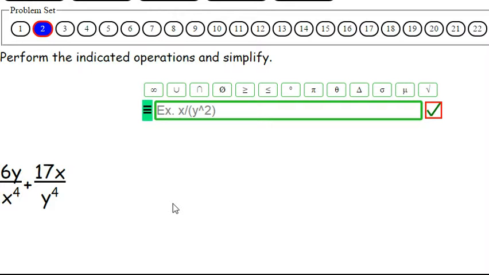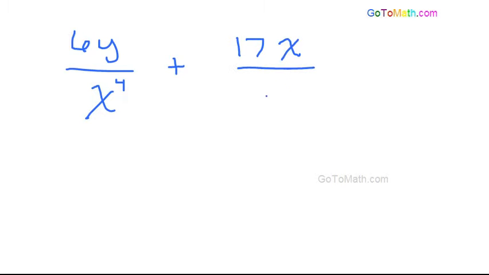So we are writing this down so I can remember it. 17x to the fourth, whoops, y to the fourth, it's not x to the fourth. 6y over x to the fourth plus 17x over y to the fourth power. Got it. So we have 6y over x to the fourth plus 17x over y to the fourth.